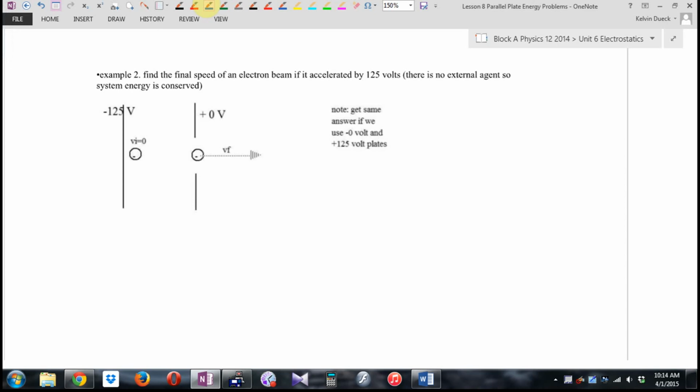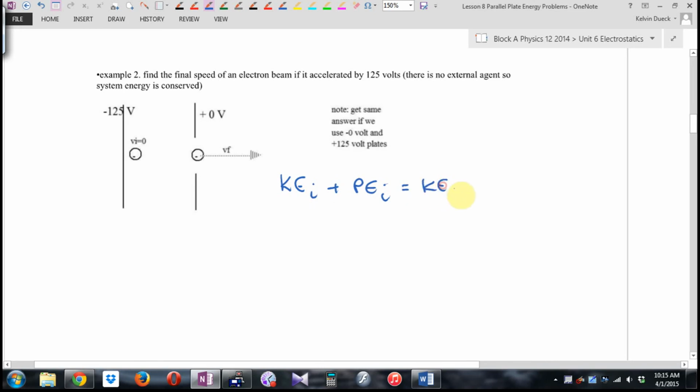We can do this as conservation of energy. Oh, and the reason it says there is no external agent, so system energy is conserved, there's nothing doing the work this time. This time it's just the natural processes. I think we're starting at rest. What's my initial potential energy? QV.